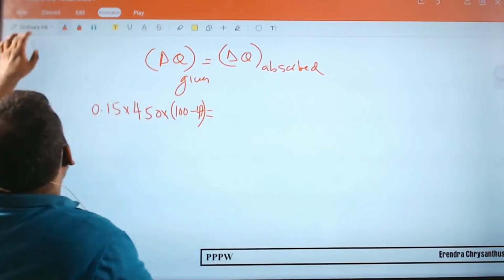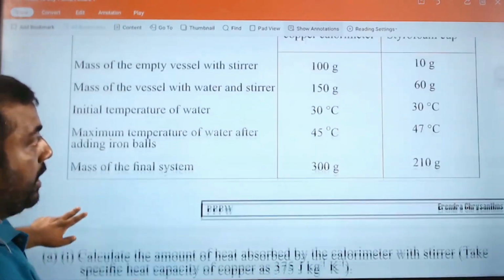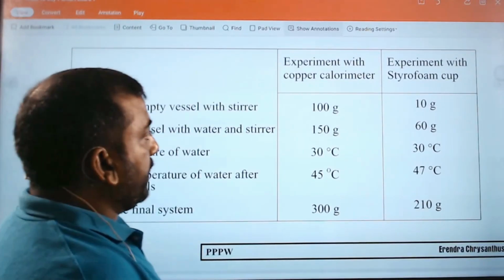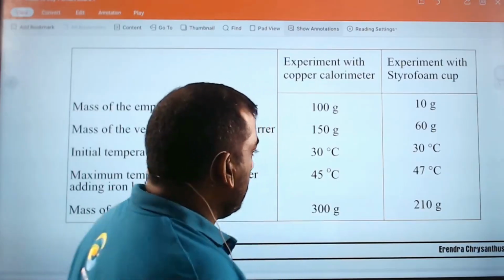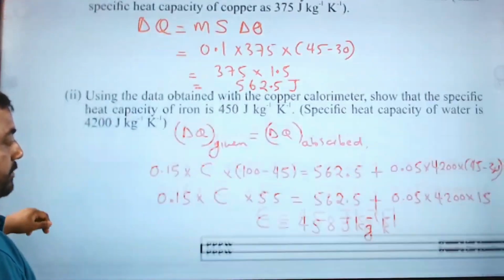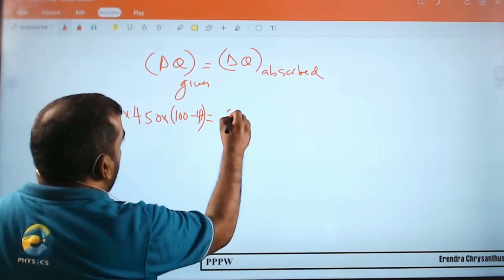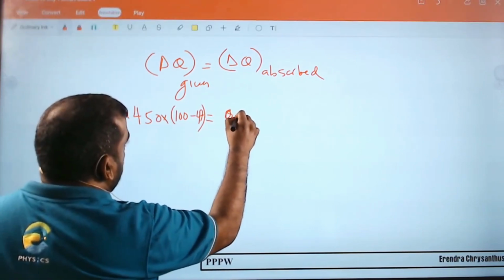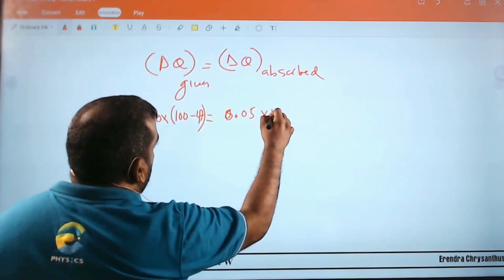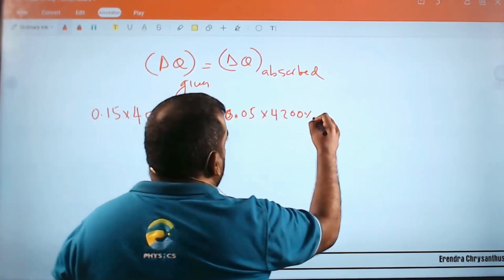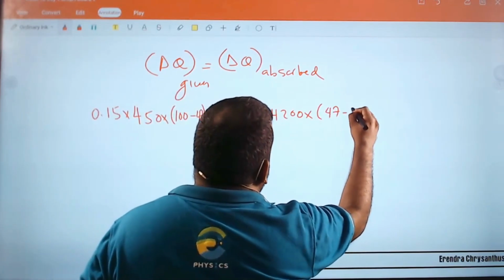Water is absorbing. Mass of water is 50 grams. So here 50 grams, 0.05, 4200, 47 minus 30.